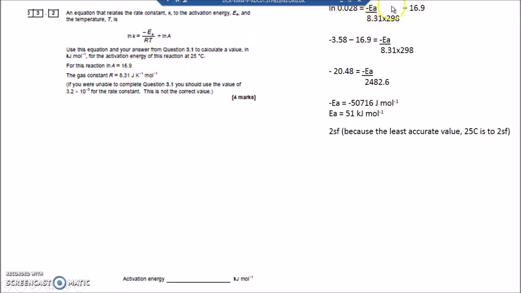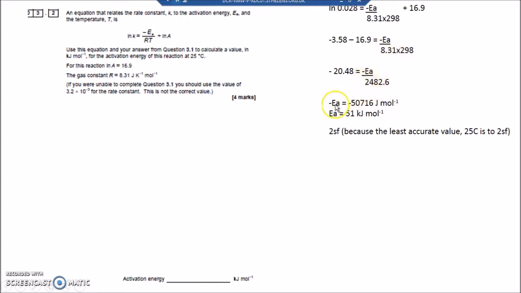So in terms of maths, the first thing I've got to do is work out ln 0.028, which works out at minus 3.58. I take the 16.9 from the right-hand side across the equal sign. It becomes minus 16.9 equals minus EA over 8.31 times 298. The next thing I've done is calculate minus 3.58 take away 16.9, which is minus 20.48. Minus activation energy still, and I've multiplied these two out to give me 2482.6.